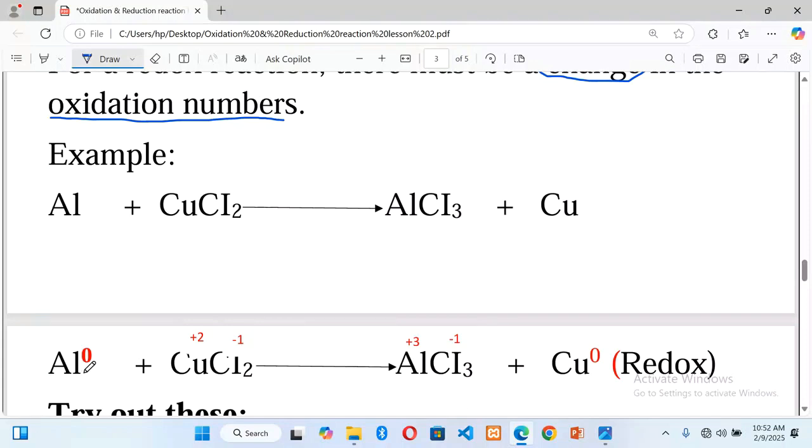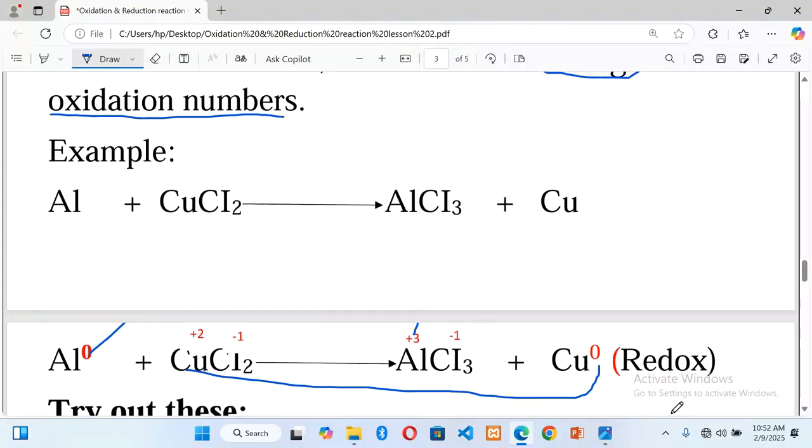You can see for aluminium it is changing from 0 to positive 3, while for copper it is moving from positive 2 to 0. Are you seeing this reducing? This is reducing, while for aluminium it is increasing. So we say this is a redox reaction. Are we there? We say it is a redox reaction.